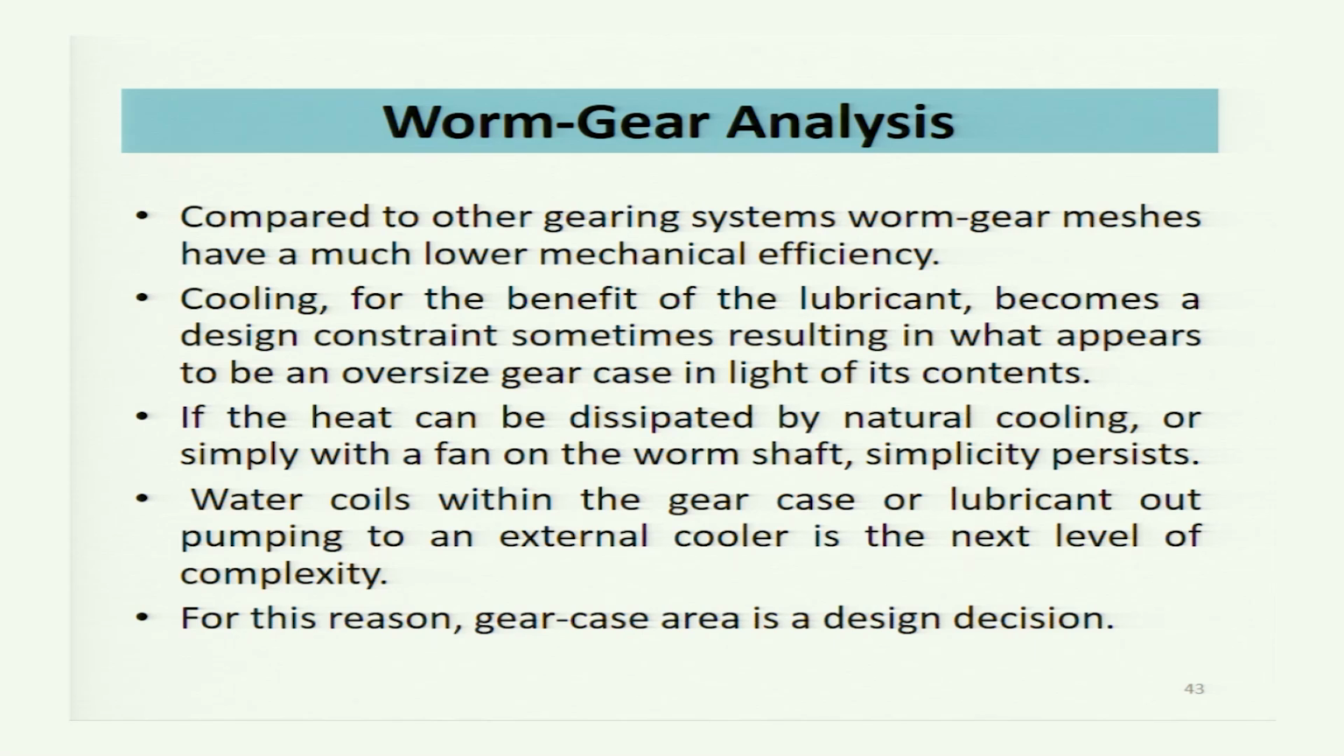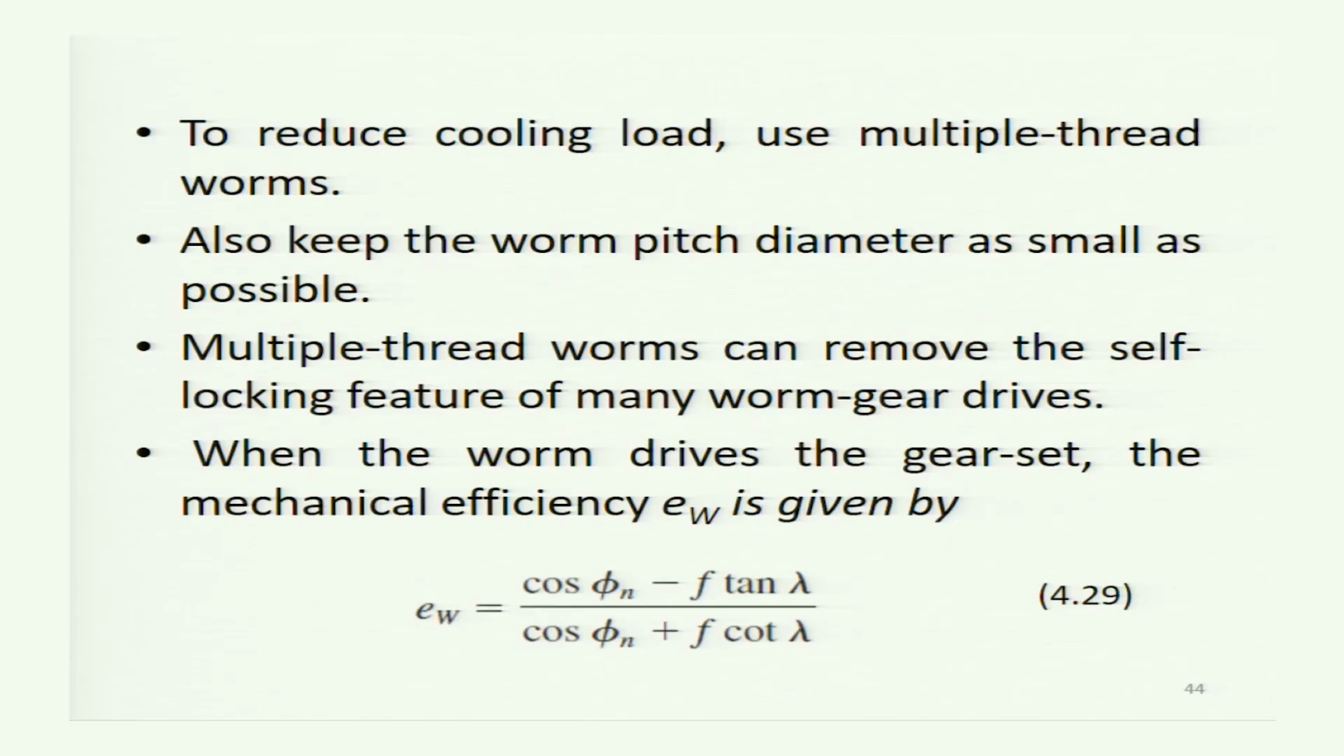Now, worm gear analysis. Compared to other gearing systems, worm gear meshes have a much lower mechanical efficiency. Cooling for the benefit of the lubricant becomes a design constraint, sometimes resulting in what appears to be an oversized gear case in light of its contents. If the heat can be dissipated by natural cooling or simply with a fan on the worm shaft, simplicity persists. Water coils within the gear case or lubricant pumped out to an external cooler is the next level of complexity. For this reason, gear case area is a design decision.